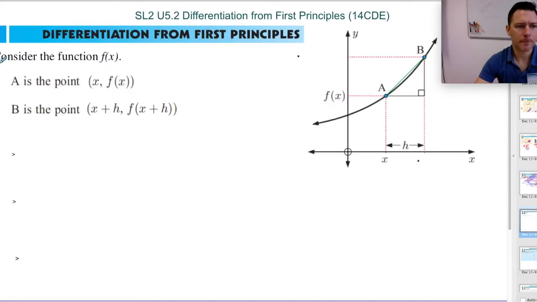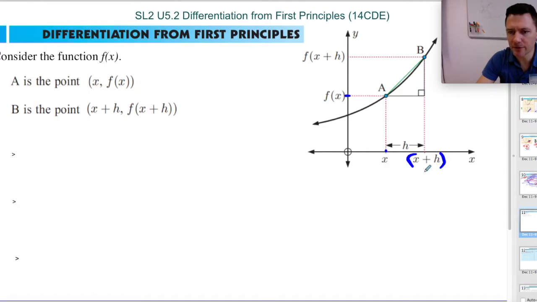Let's try one out. We want to consider this function f of x. I don't know the equation for it, and it doesn't really matter. If we put in some value x, we should get out some y value, also known as f of x. So here's x, and here's f of x and y. Okay, fine. If we add some distance, some h, this new point becomes x plus h. And the corresponding y value will be f of x plus h, right? It's f of whatever this is.